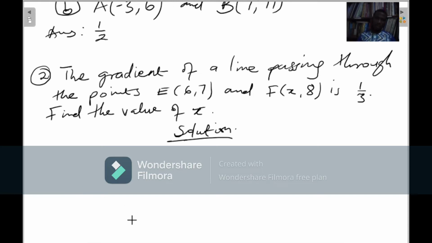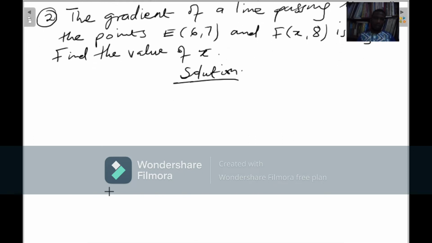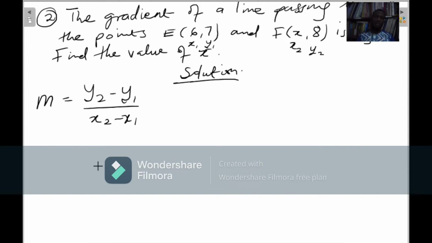So let me quickly quote the formula, then we can fix our values in. We write that m equals y2 minus y1 all over x2 minus x1. Again, just not to make a mistake, this is our x1, this is our y1, our x2, y2. We've been given the gradient, which is 1/3, so we replace the m with that. Then our y2 is 8 minus y1, 7, over x2, x, minus x1, which is 6.